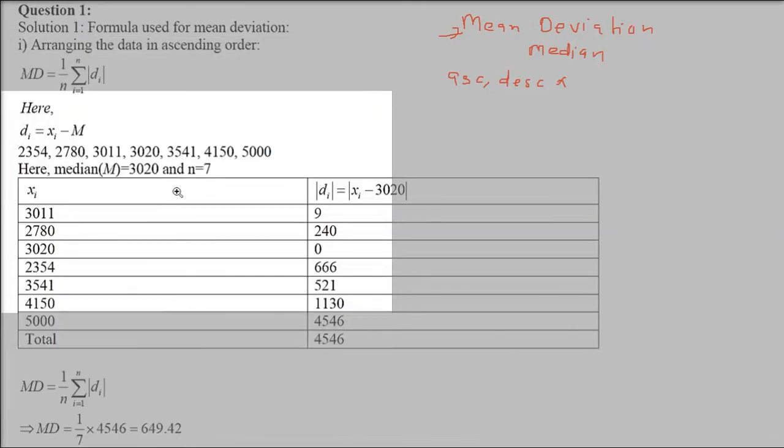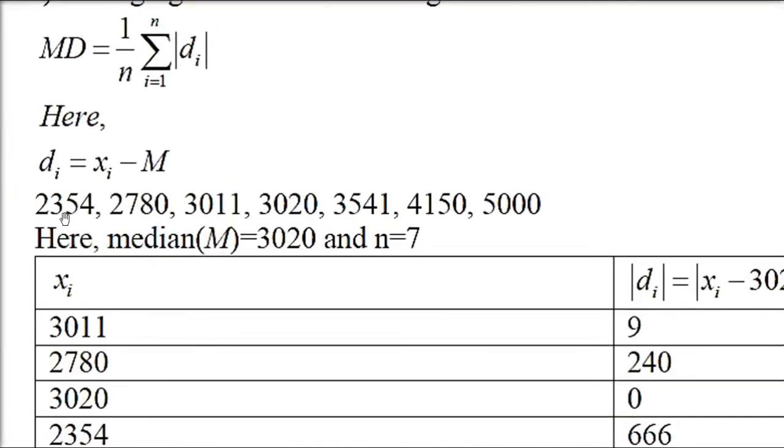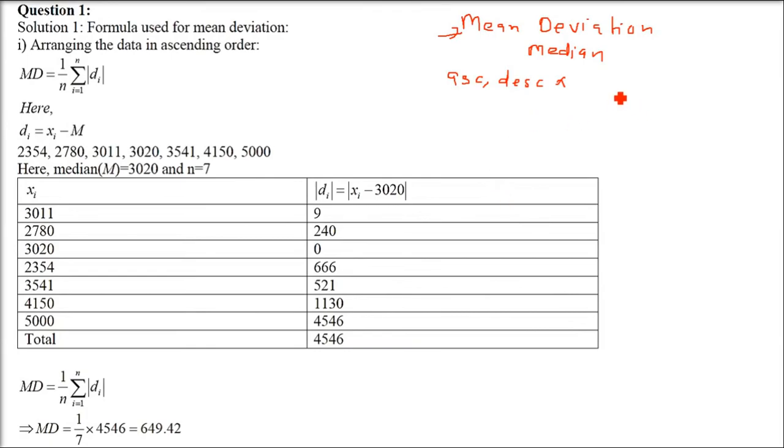Below xi is the data, but we have to arrange it. So 2354 is the lowest one and 5000 is the highest one. So you arrange it in ascending order. Now we have to see whether the count of numbers is even or odd, because we have to find the median. If the count is odd, you can take the middle number. Don't worry about any other thing. Arrange in ascending order, take the middle one.